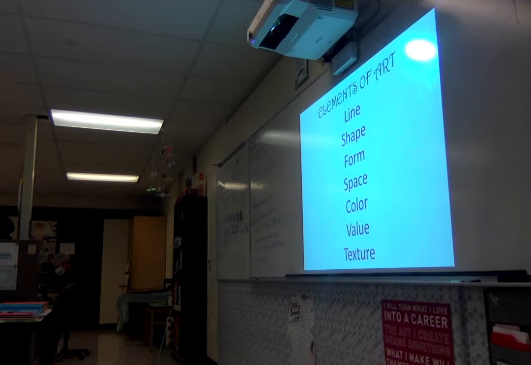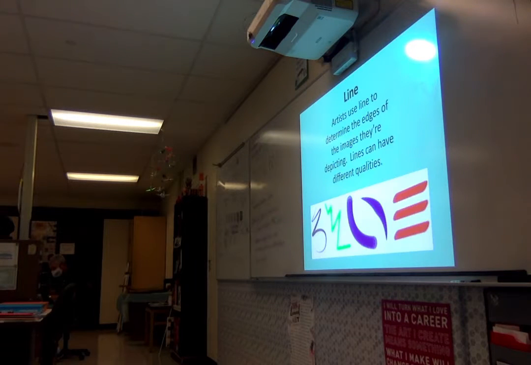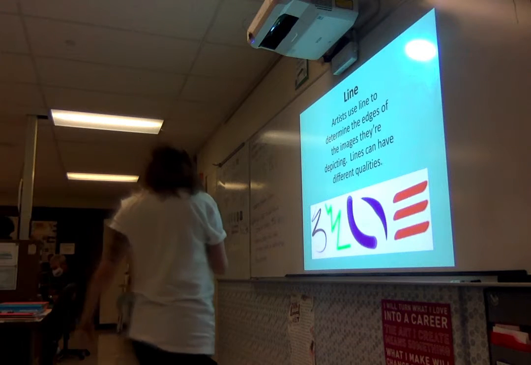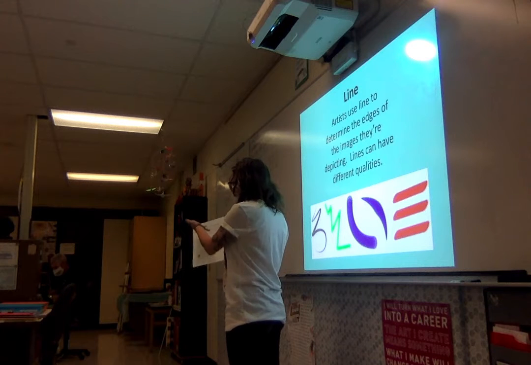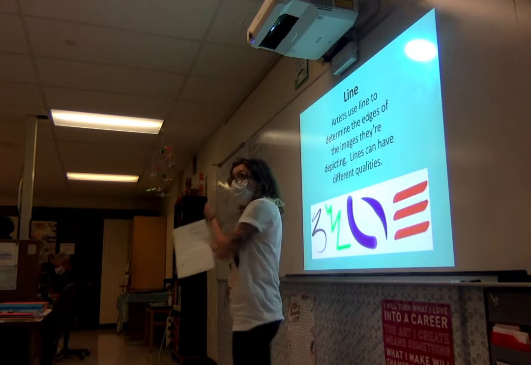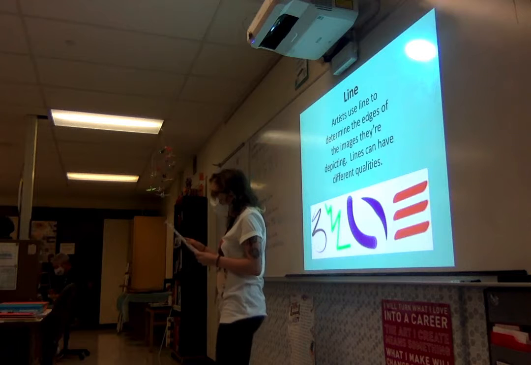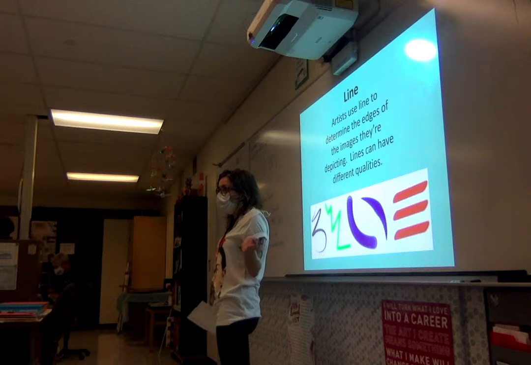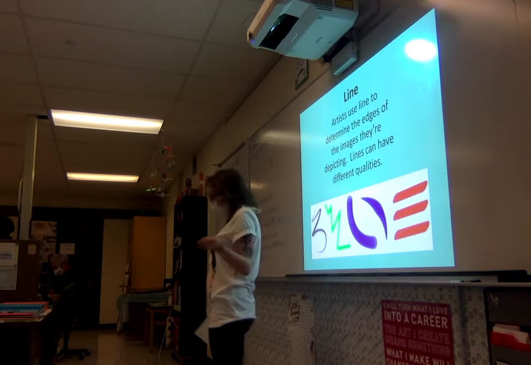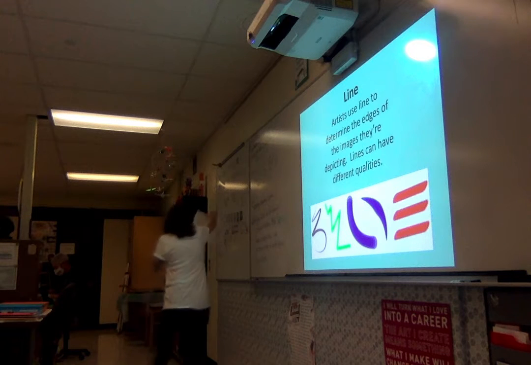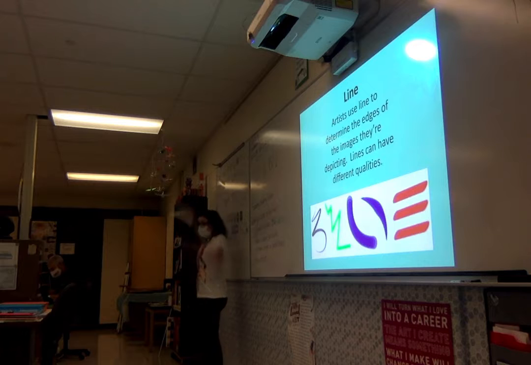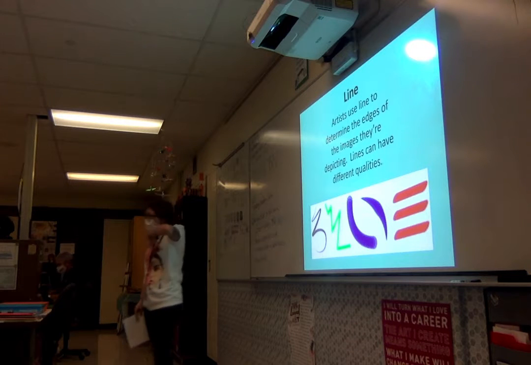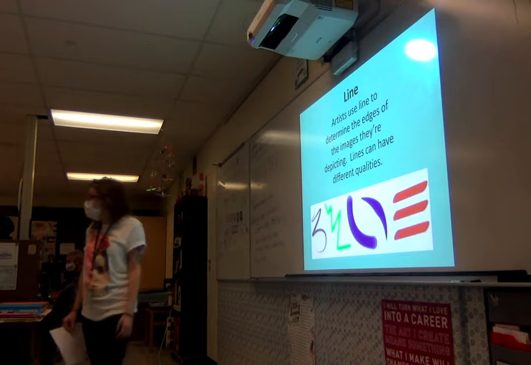Right, so first, we have line. On our paper, it says a line is a mark with a greater length than width. And it said lines can be, and it has all of these different boxes. So, who can tell me what direction a vertical line goes in? Up and down. All right. So I have it right up here. So in the vertical box, we're going to draw some up and down lines. Following along.